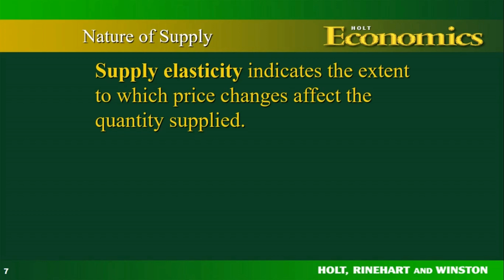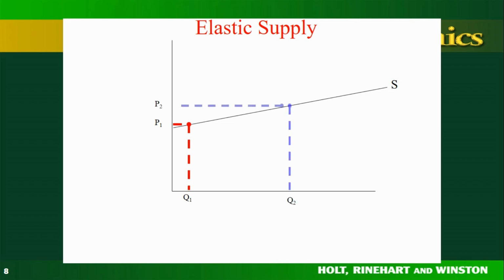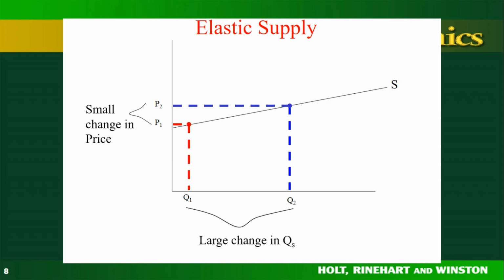Elasticity of supply, same kind of idea. How much does price affect quantity supplied? So here we have an elastic supply curve. Once again, it stretches out across the whole graph. It's very stretchy, just like a rubber band. So a small change in price is going to cause a large change in quantity supplied. These typically are products that are pretty easy to make, not real complicated.